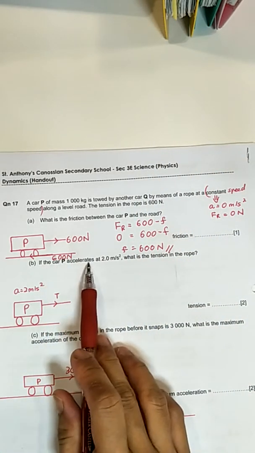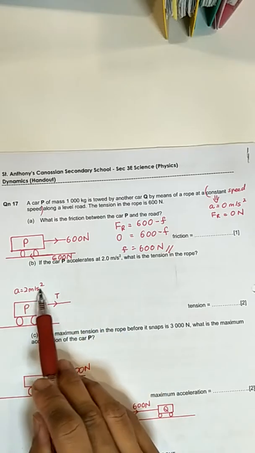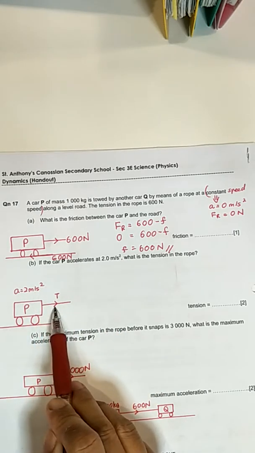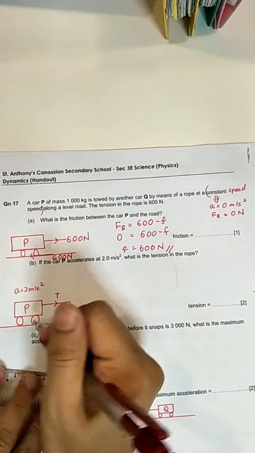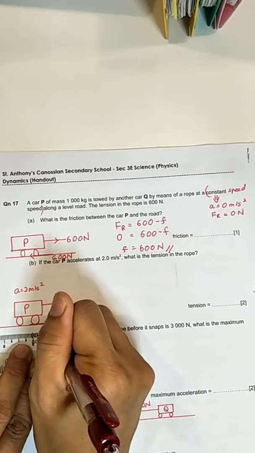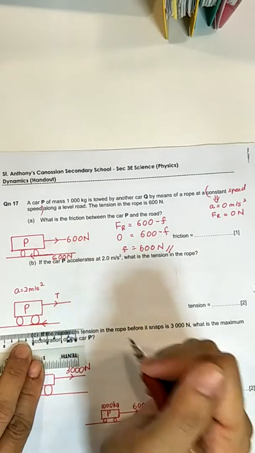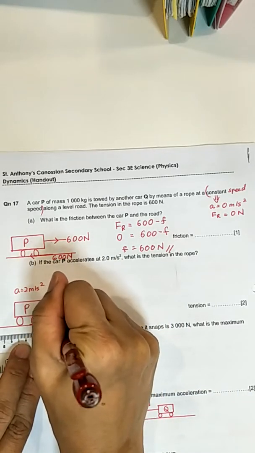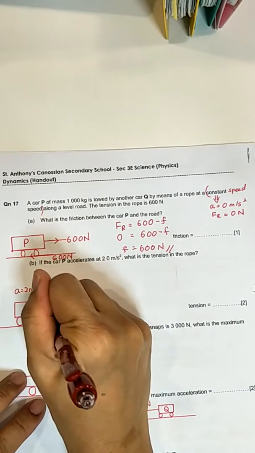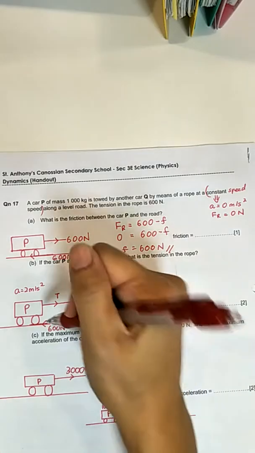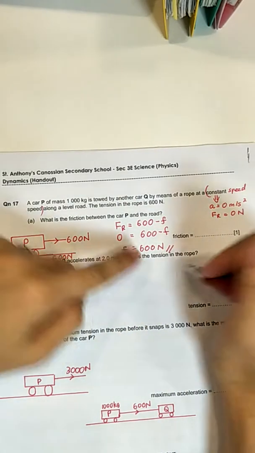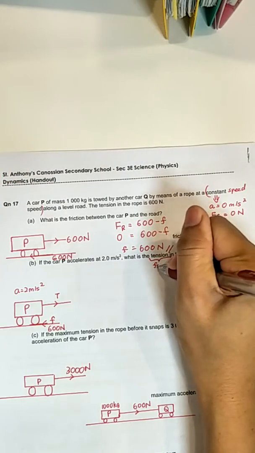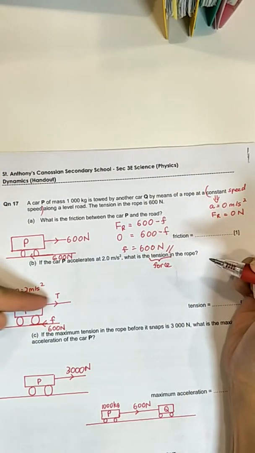If the car now accelerates at 2 meters per second squared, what is the tension in the rope? We will assume that it is the same road, so there will still be the same friction, which is 600, what you have calculated earlier on. So the friction is 600, and the question asks for the tension. Tension basically means it is the force that's pulling the car.